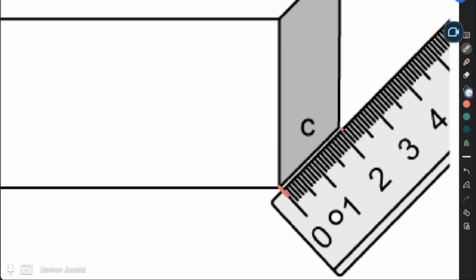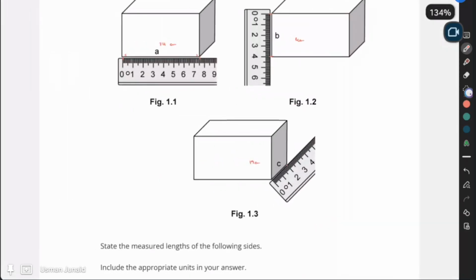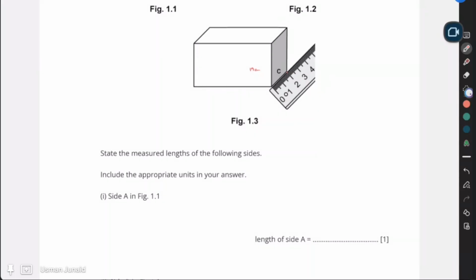Okay, let's check. It's actually 1.9. Okay, so this is 1.9. Okay, so you've got 1.9 centimeters, 4 centimeters, and 7.4. So we put this here.